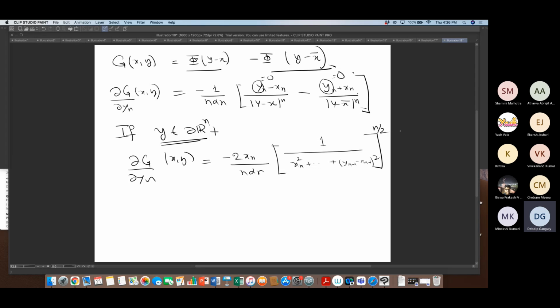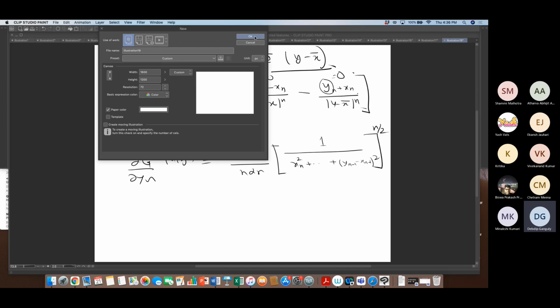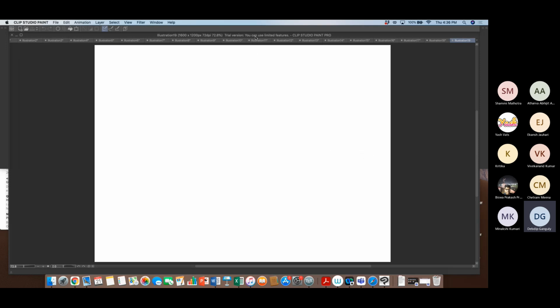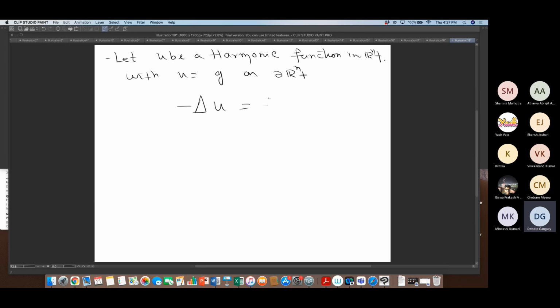Okay, now I just want to write one more thing. Remember, if I now let u be a harmonic function in Rn plus with u equal to g on del Rn, so instead of f, given to be 0, I have written f, so here f is 0 and u equal to g. How to solve this? u will be a harmonic function.